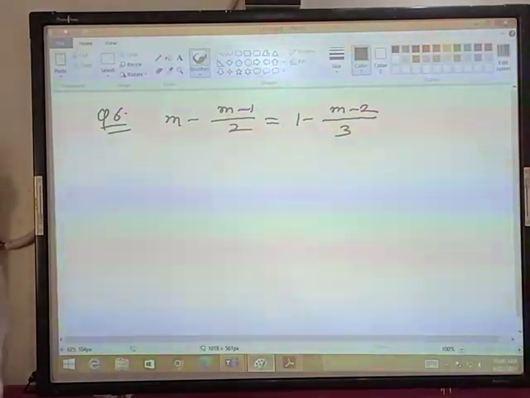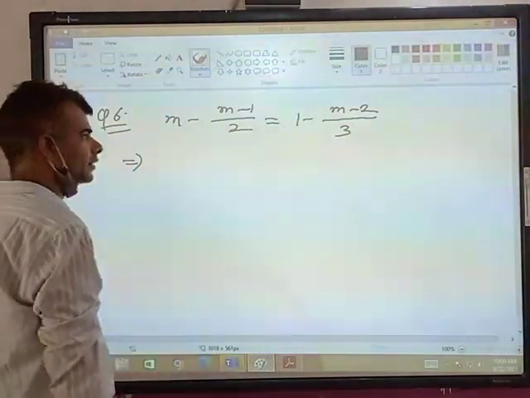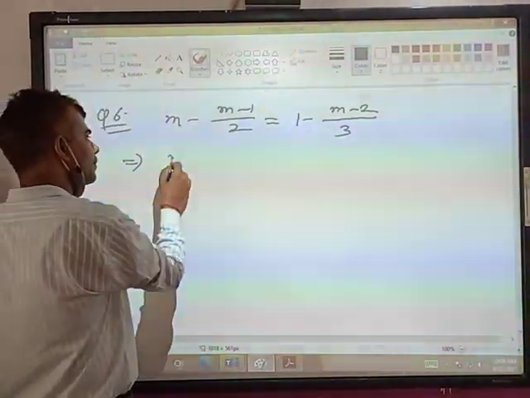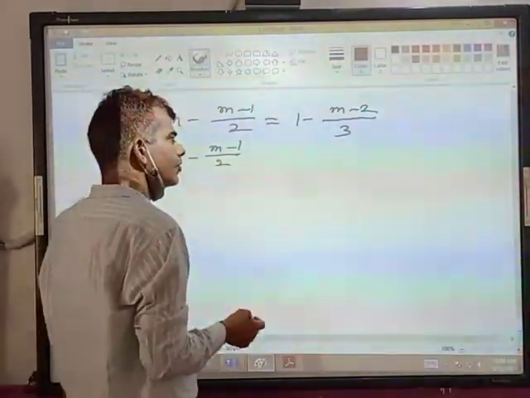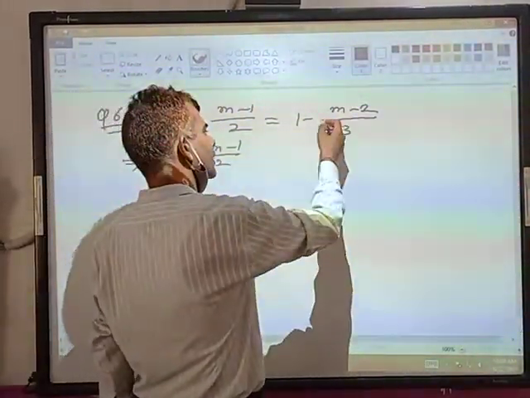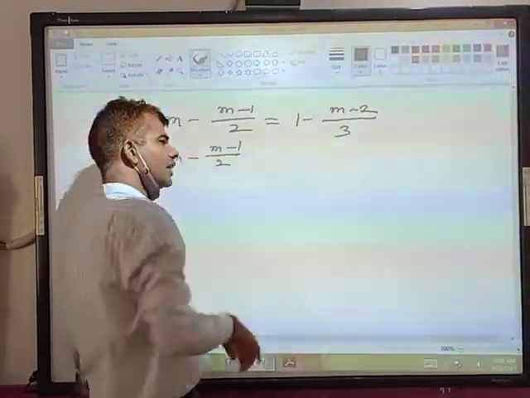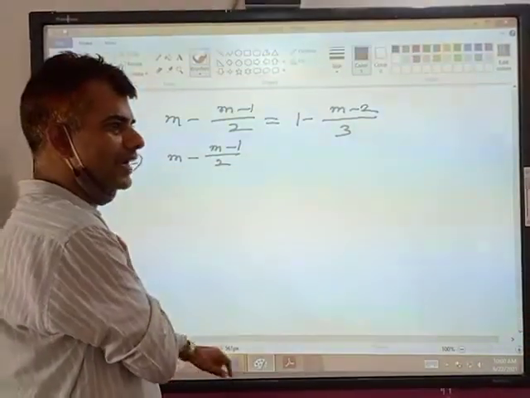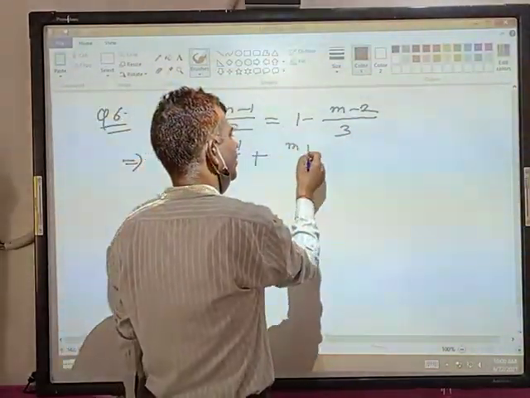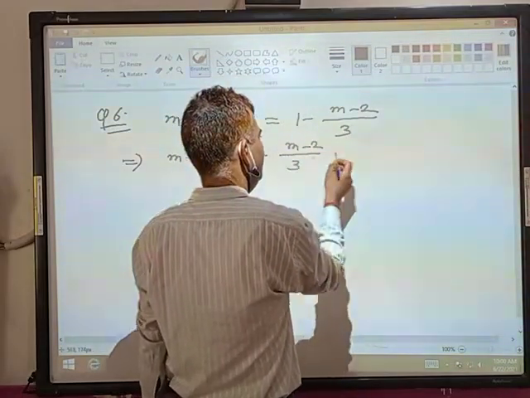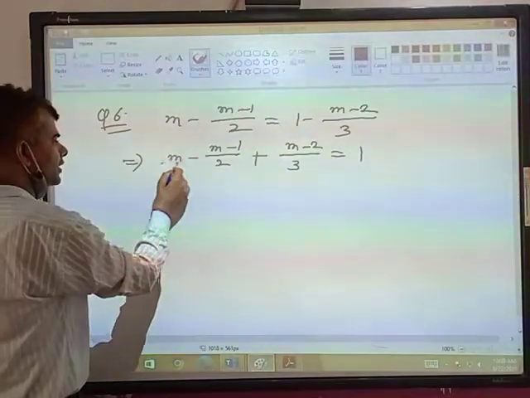Now student, first of all we will keep the variable on the left hand side. Now student, (m minus 1)/2, we will transfer minus (m minus 2)/3 from the right hand side to the left hand side. So the minus sign changes into plus sign, that is plus (m minus 2)/3, equal to 1. That is n minus 1.